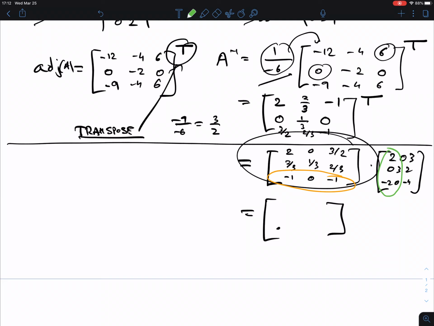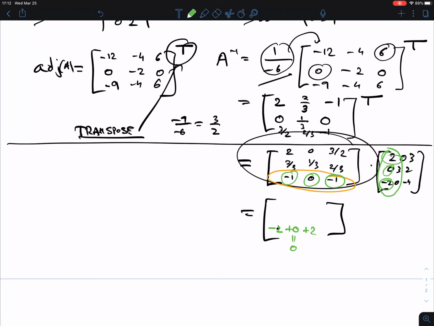And now we multiply. Remember how it goes. We multiply this element with that, and this negative 2. This element with that, and add it to it, 0. And then this element with that, negative, negative is plus 2. So this comes out 0.